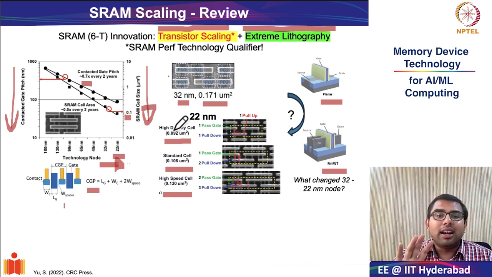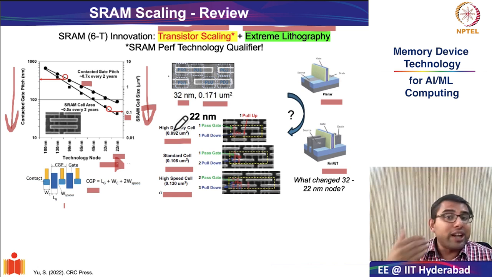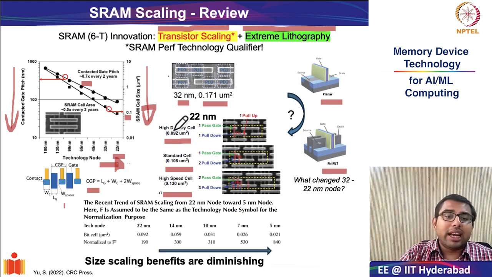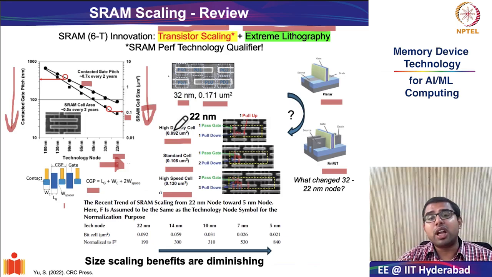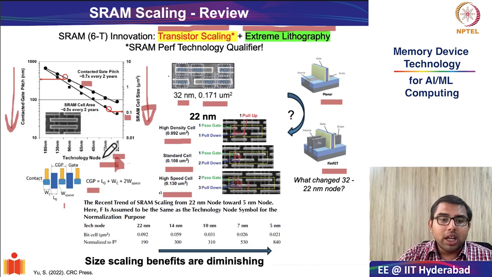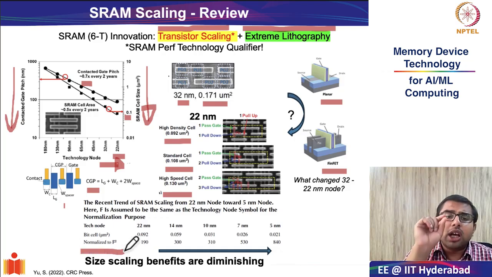The point I'm trying to make is that improvements in transistor technology really push the flexibility and performance of SRAM to a different level. However, it is important to know the normalized area. What is our normalized area? Recall when we were studying memory footprint, we were normalizing everything to F squared, where F was the smallest dimension.